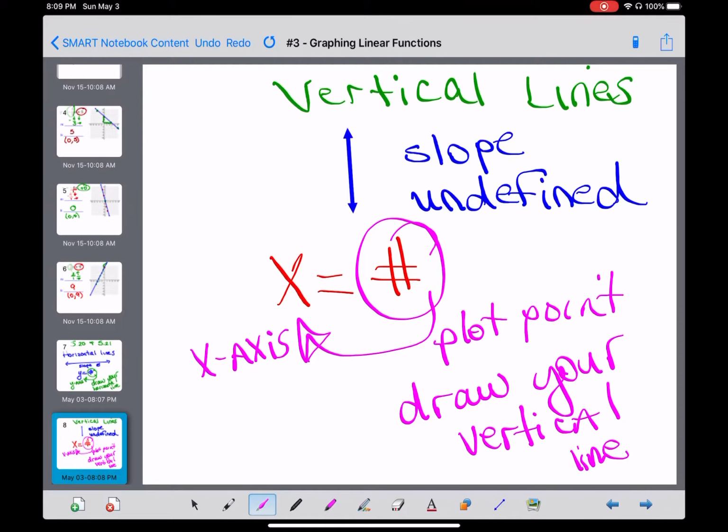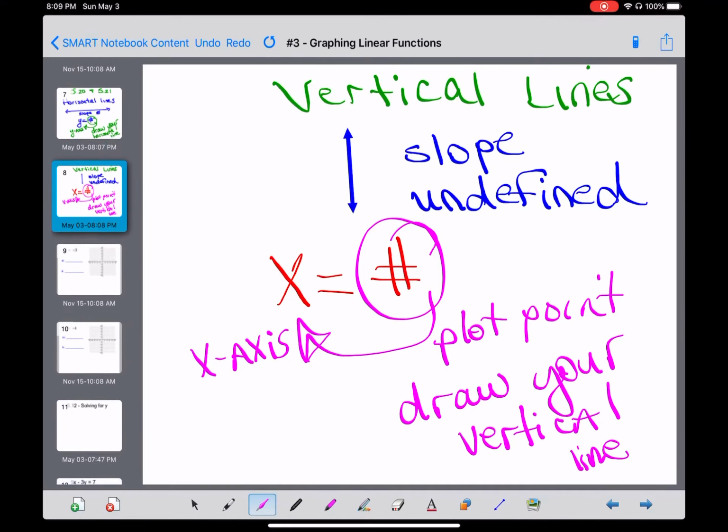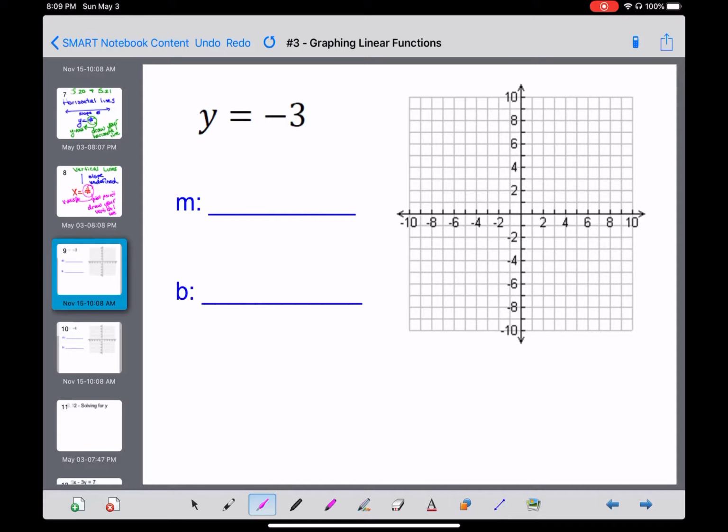All right, so let's do 2 examples of these, one of each. All right, so I have y equals -3. The one thing I need to remember is there's a -3, and this letter tells me, guess what? They're going to go on the y-axis. So I'm going to plot a -3 on the y-axis. Now I need to figure out if my line is going to be vertical or horizontal.